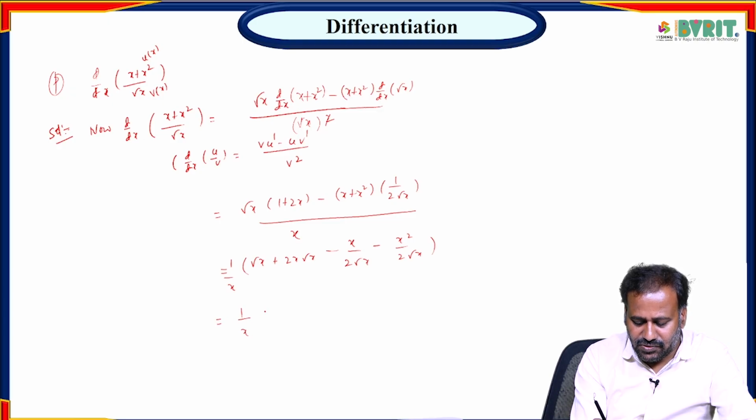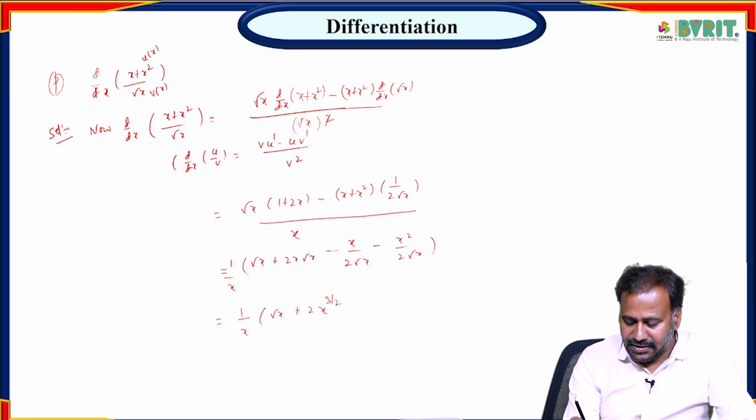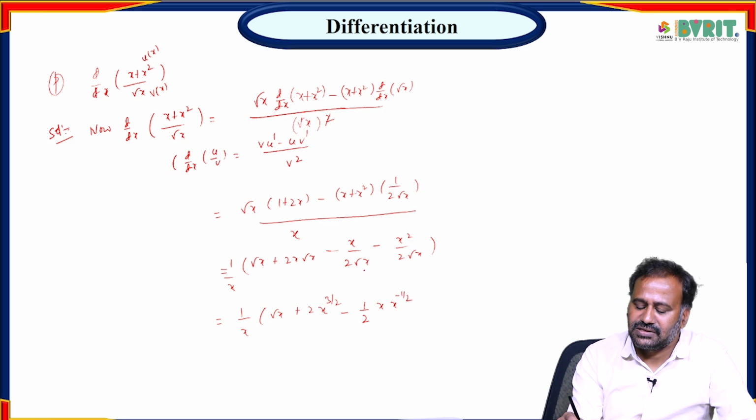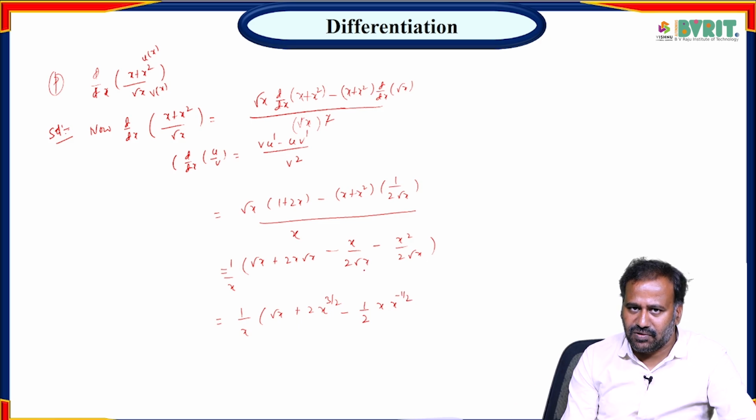1 by x into root x plus 2 into, so this is x and root x is x power 1 by 2. So base are equal, powers must be added. According to that one, I'll get x power 3 by 2. Next, minus 1 by 2 into x power minus 1 by 2. I am bringing this root x. Root x is nothing but x power 1 by 2.